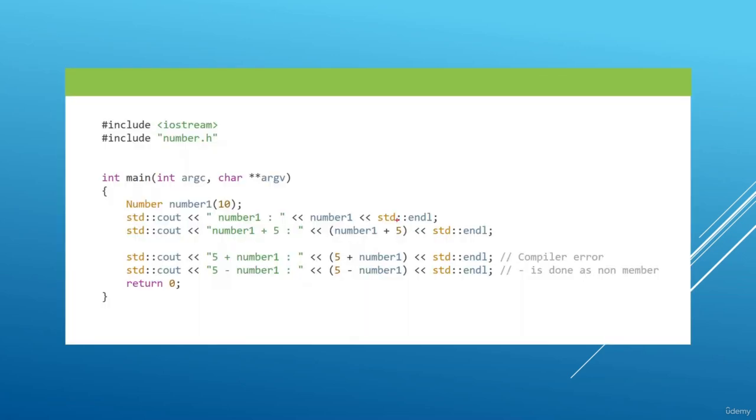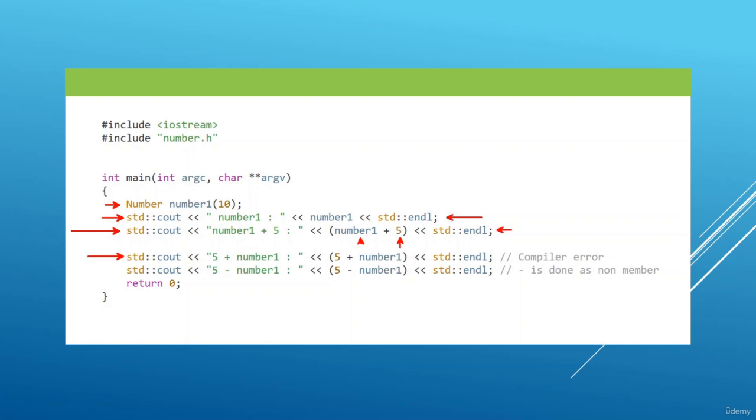Suppose we have a class Number that we have used previously. We have an object of that here, and we want to print stuff out on the console. We do something like this. We print number 1. This is going to work. We try and print number 1 plus 5. I hope you feel that this is something you might want to do. So we do this and it works.